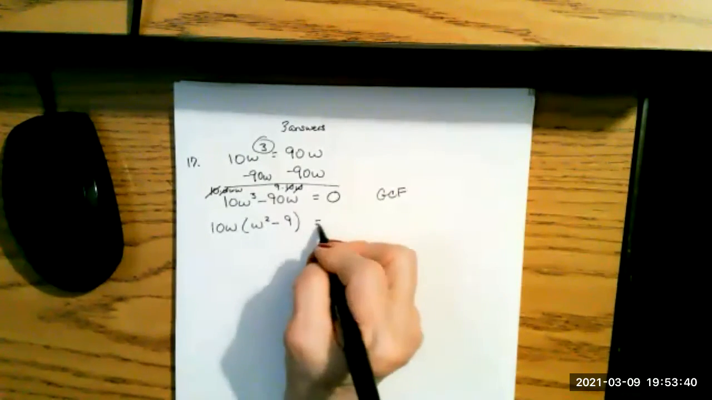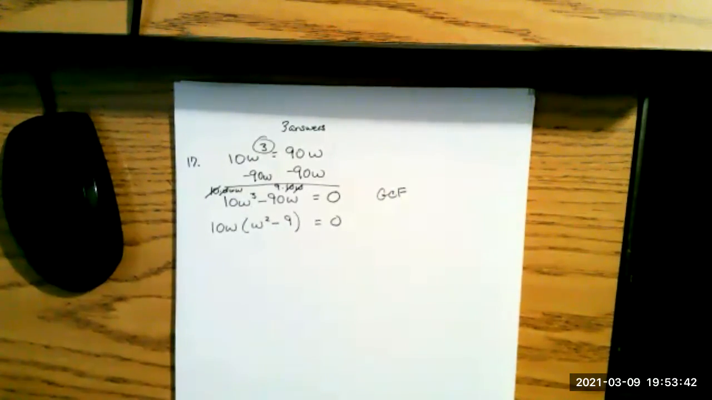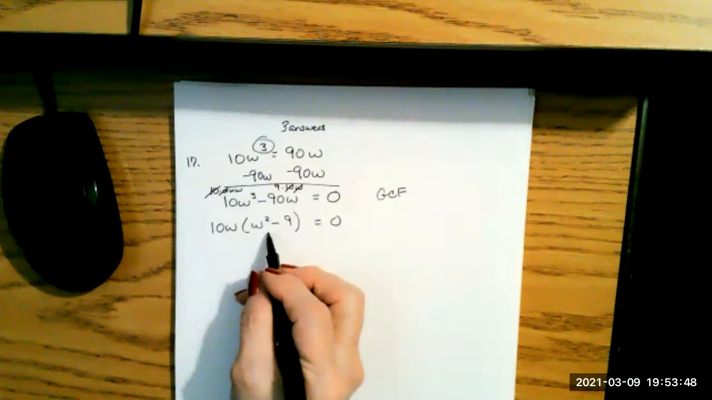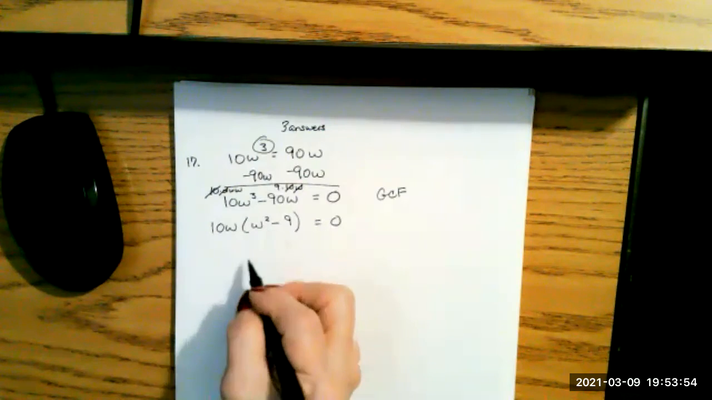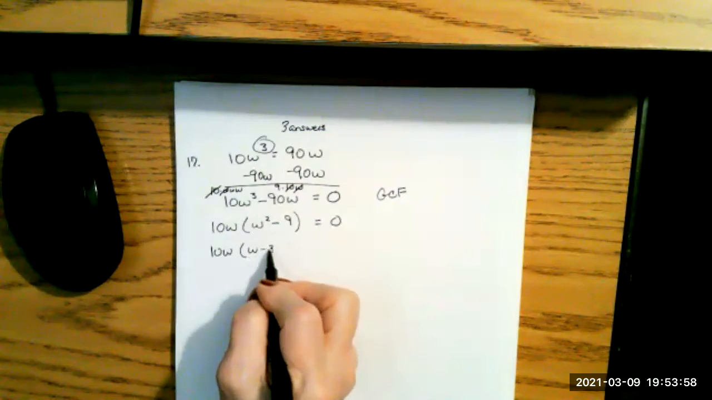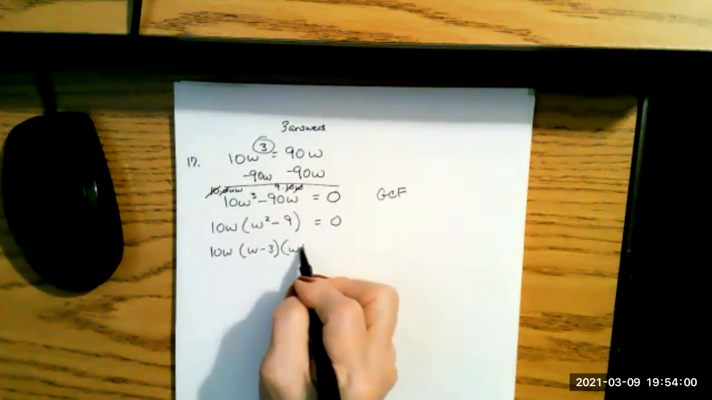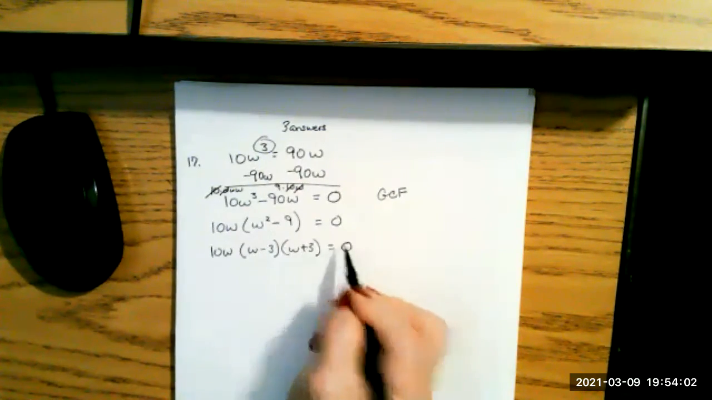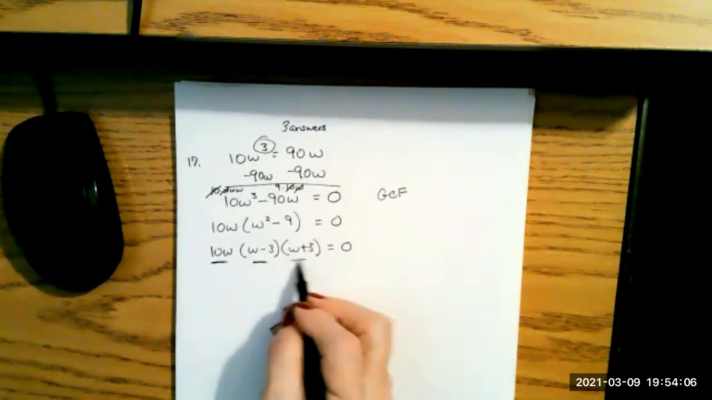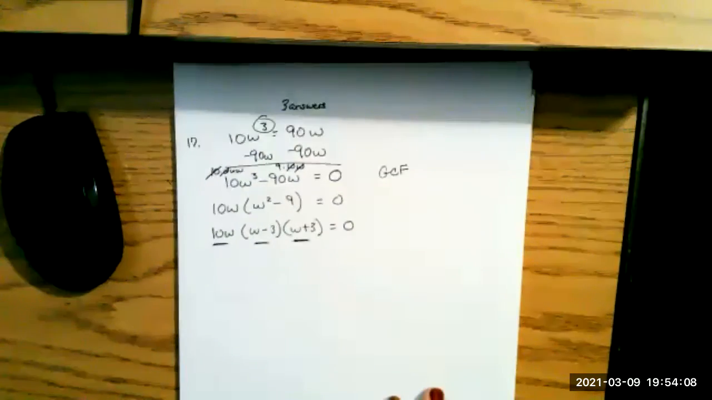Now that looks familiar. From this point, you can factor this as a difference of 2 perfect squares, or you can use the square root method, and either way we'll get it. I'm going to choose to do it as a difference of 2 perfect squares. w minus 3, w plus 3 equal to 0. Then I have 1, 2, 3 things to set equal to 0.